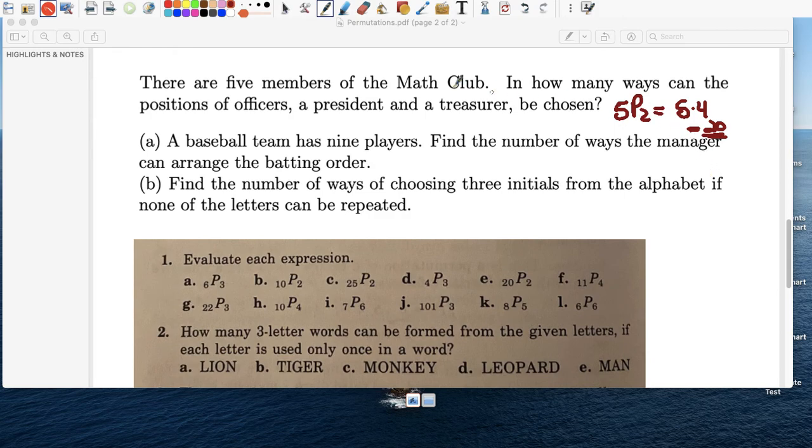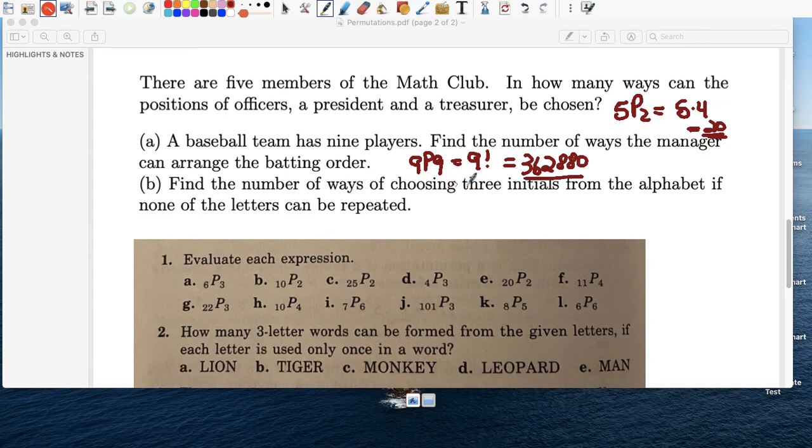arrangements here. The baseball team has 9 players. Find the number of ways the manager can arrange the batting order. So you have 9 players arranged 9 different ways, right? So how many different ways can we do this? This would definitely be 9 factorial: 9 times 8 times 7 times 6 times 5, 4, 3, 2, 1. So 9P9, and that is going to give you 362,880 different lineups. It's 9 players. Wow.